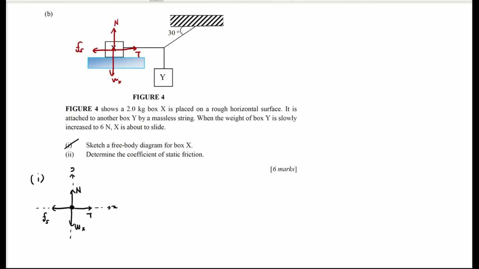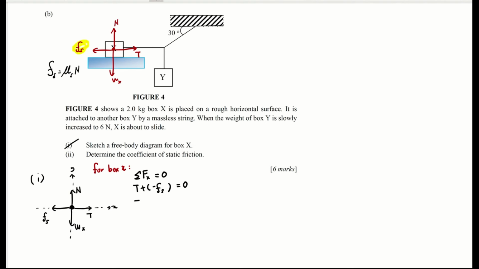So we want to determine the coefficient of static friction, which is mu s here, where Fs is equal to mu s N. Okay, so now in order to calculate the static frictional force, so let's try to write total Fx is equal to 0. So now this is for box X. So there are two forces, T and also the static frictional force. So kita tulis dekat sini lah, T plus negative static frictional force is equal to 0.